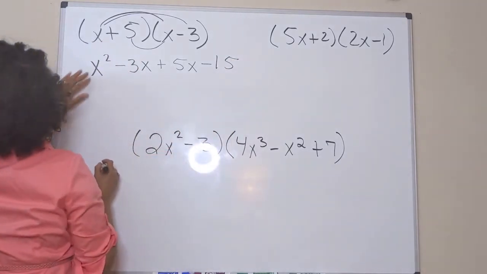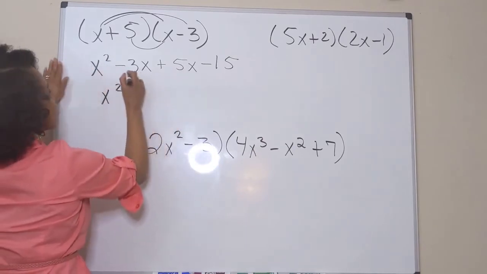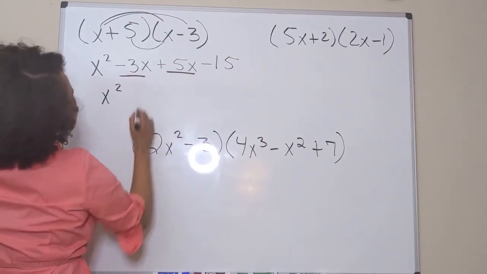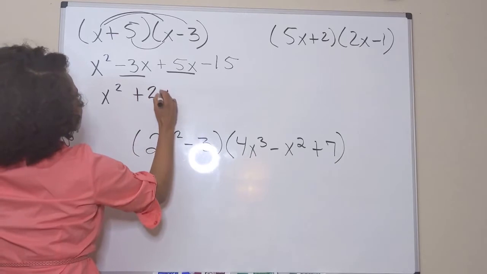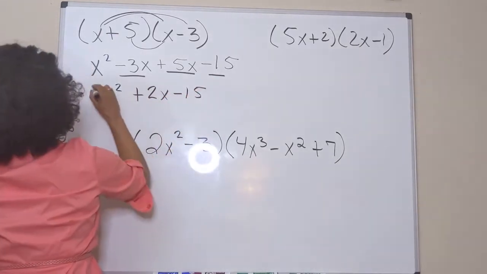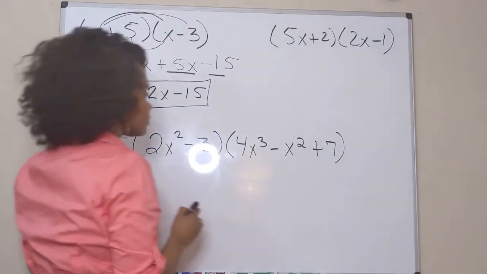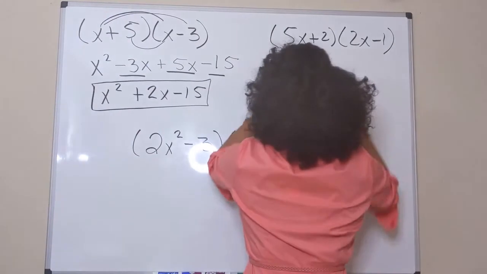I don't have a like term for the x squared. I don't have any other terms with the square, so I just bring it down. But my like terms here are negative 3x and 5x. Combining my coefficients, negative 3 and 5, negative 3 plus 5 is 2x. And then I just brought down that negative 15.